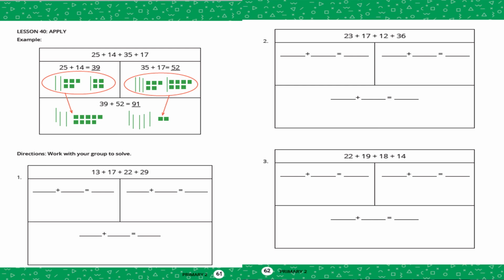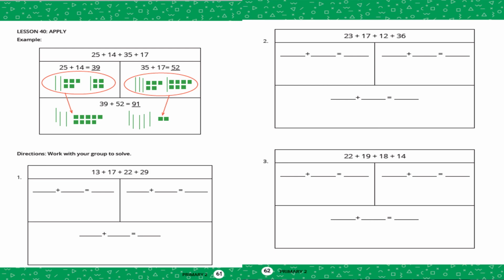Let's move to lesson 40. Now we have 4 numbers. We will put every 2 numbers together to find the sum. And finally, we will put the results together to find the sum. For example, here we have 25 plus 14 plus 35 plus 17. So we will put 25 plus 14 first, and we will find the sum. 25 plus 14 equals 39.